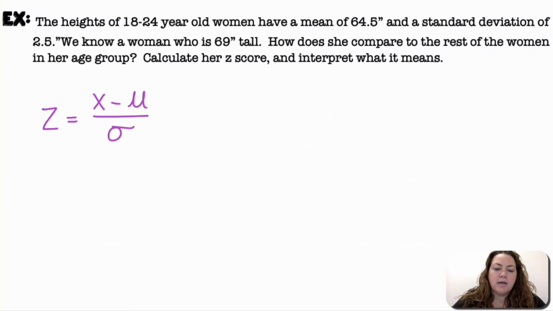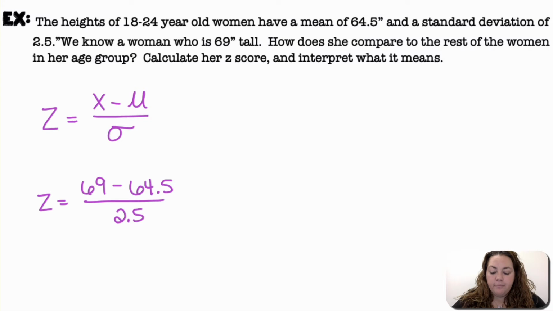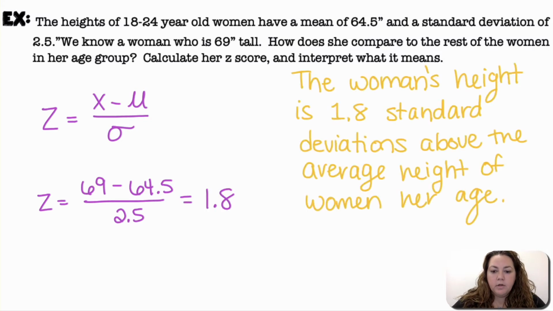So z is equal to x minus mu divided by sigma. These are the population mean and standard deviation that were given to us for women 18 to 24 years old. So z is equal to x, which would be her height, 69, minus mu, the population mean, 64.5, divided by sigma, the population standard deviation, which is 2.5. This gives me 1.8. So the woman's height is 1.8 standard deviations above the average height of women her age.